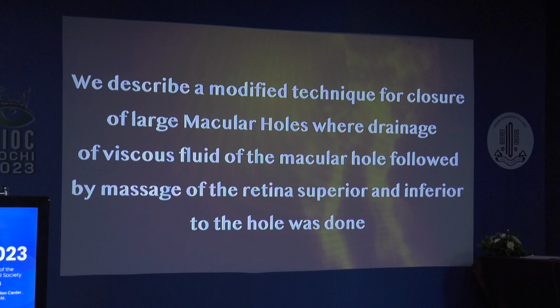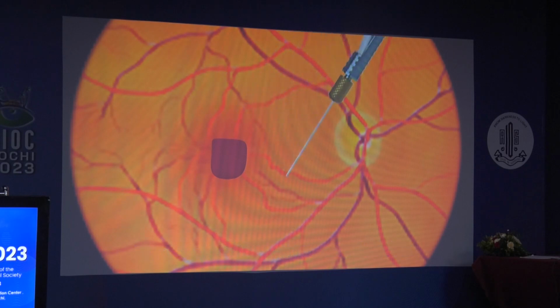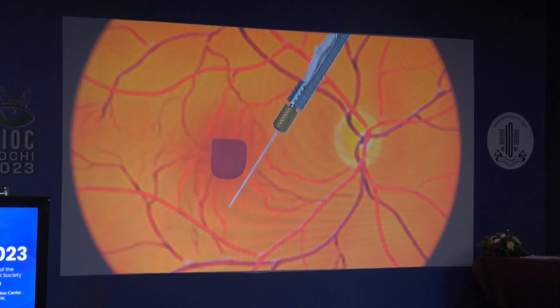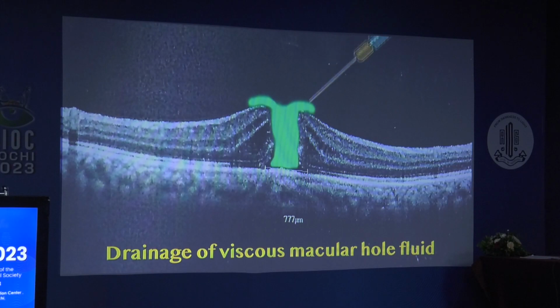Considering the facts, we describe in this video a modified technique for the closure of large macular holes, where gentle massage of the retina, superior and inferior to the hole, was performed using a 27-gauge soft-tipped cannula. As seen in the animation, this maneuver causes approximation of the hole edges, followed by drainage of macular hole fluid, finally leading to better hole closure.